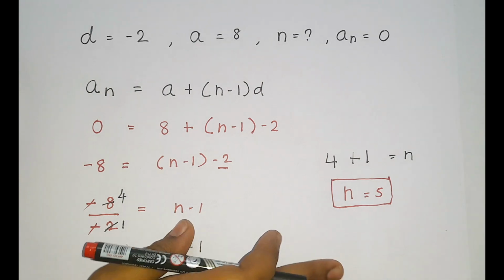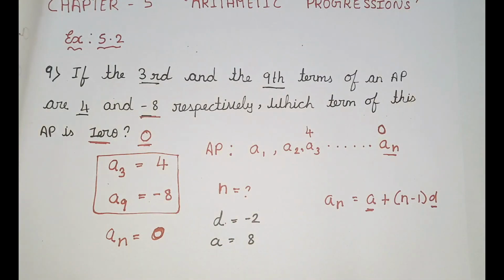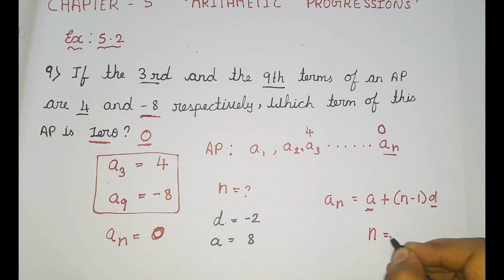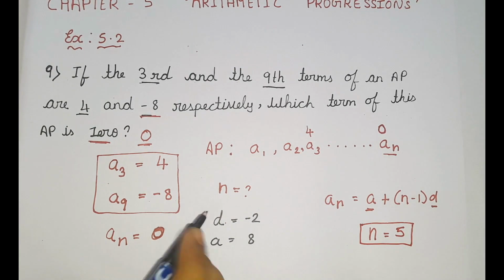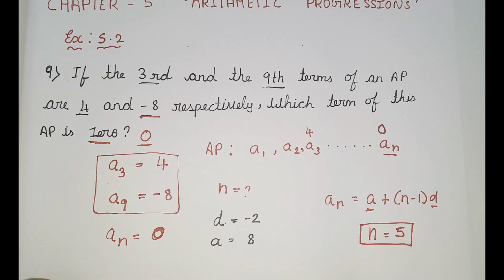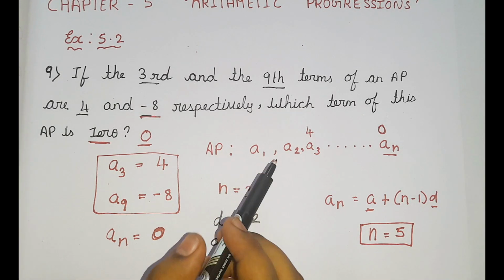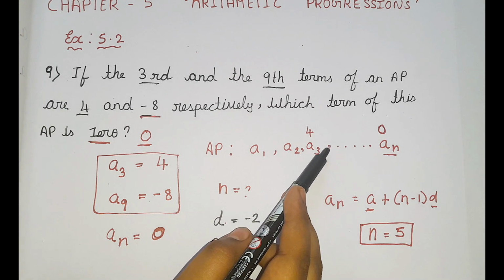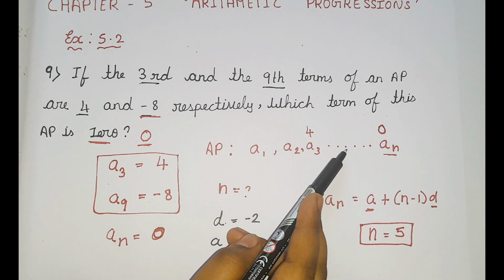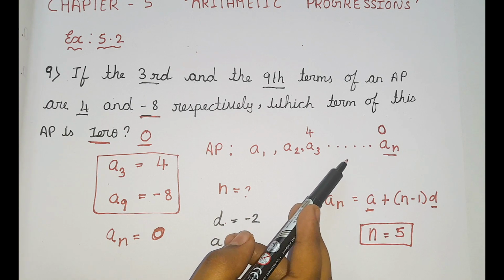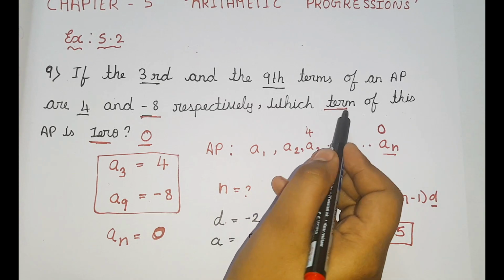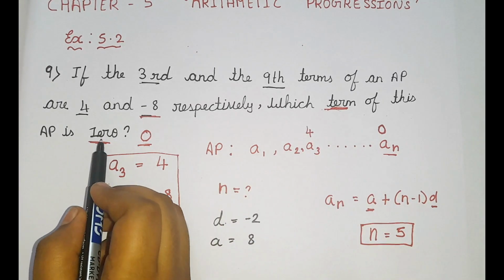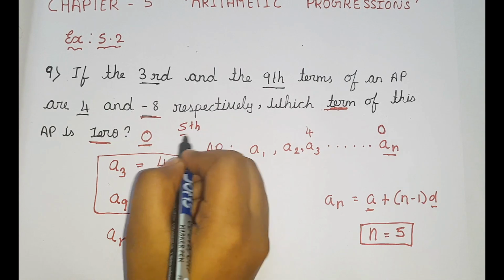I just told you guys, whenever we get an n value, so here we got the n value, I'll write it here: n is equal to 5. That means this 0 lies on the 5th term. So here you can see we have AP: A1, A2, A3, and then we'll get A4, and then A5. What is A5? A5 means 5th term. So A5 value is 0. They mentioned that we are supposed to find in which term we'll get 0. In the 5th term we'll get 0. That is the answer.